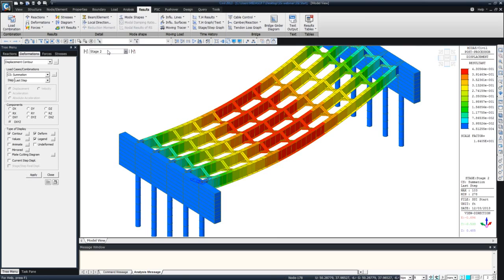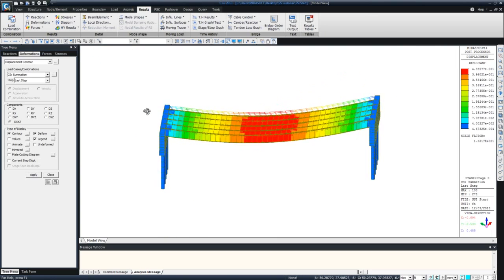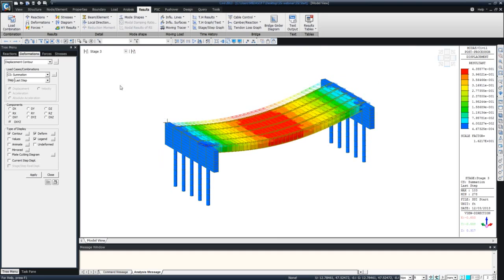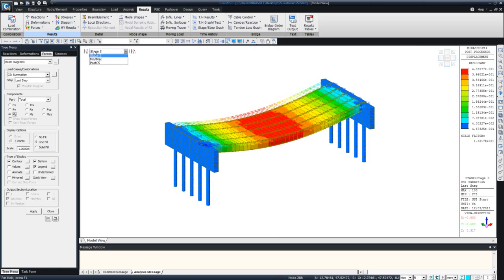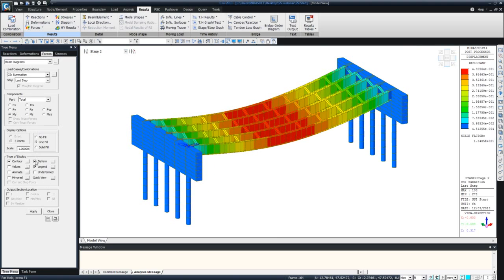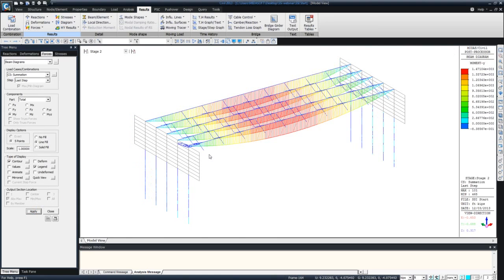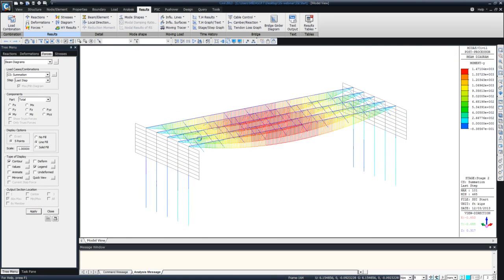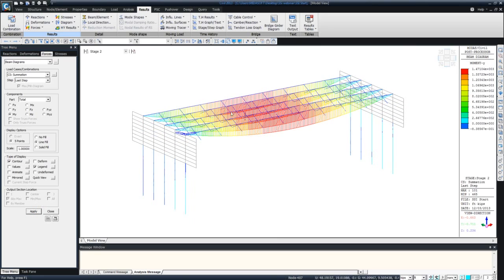Then if you want to obtain the forces in stage 3, you can go to stage 3. This is the deformation in stage 3, and it caters to the composite cross-section properties. Now if I want to obtain the forces, I can go to result, forces, beam diagrams, go to stage 2, and obtain the bending moment diagram for this stage. This is how the bending moment diagram looks in this particular stage.